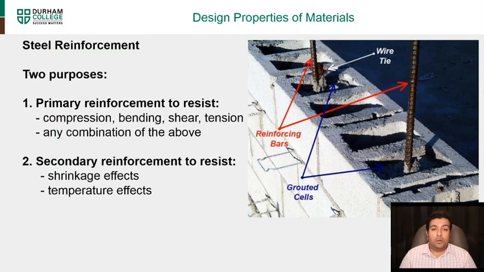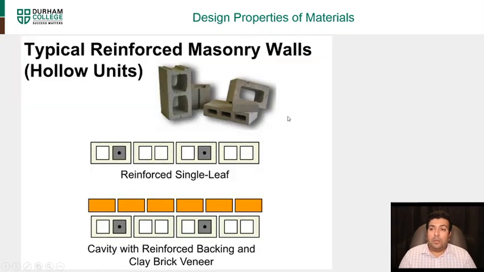So you can see here this reinforcement, and tie wire is used here to combine different rebars, and then it's grouted in, right? A typical reinforced masonry hollow unit. This is called a single leaf, where you put rebar in every second block, and then the cavity, reinforced backing, and you have the clay brick veneer.